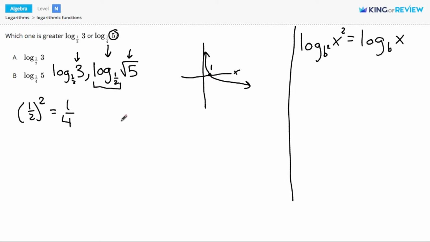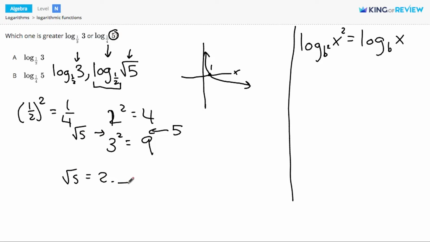Well, I know that 2 squared is 4, and 3 squared is 9. 5 is somewhere in between 4 and 9, which means the square root of 5 is somewhere between 2 and 3. That is, the square root of 5 is equal to 2 point something something something, a lot of decimals that will go on forever. But importantly, this means that the square root of 5 is smaller than 3.